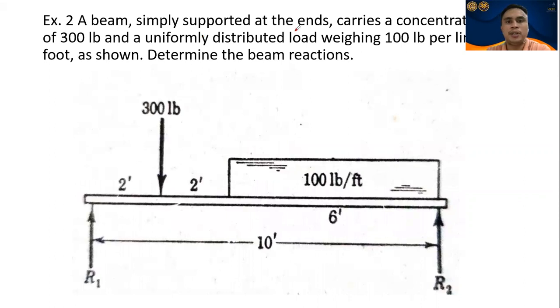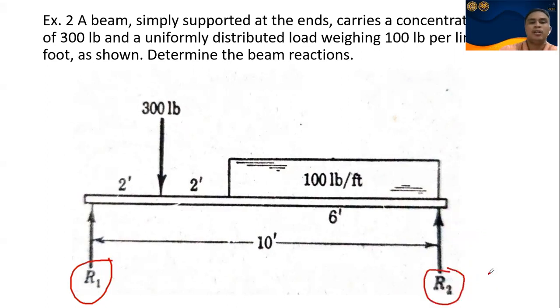So, a beam simply supported at the ends carries a concentrated load of 300 pounds and a uniformly distributed load weighing 100 pounds per linear foot as shown. Determine the beam reactions. So, the beam reactions that we will determine, class, are RA, or R1 and R2.